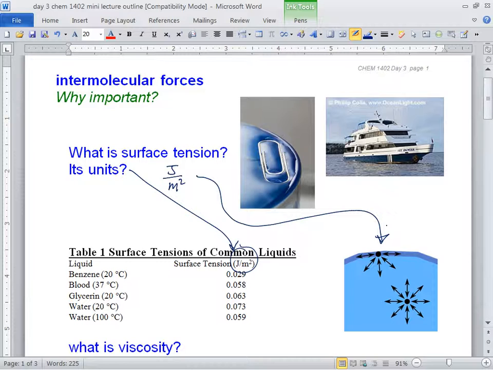I don't know if you've heard, Jose, of these solvents: benzene, blood, glycerin, water. Do they all have the same surface tension?